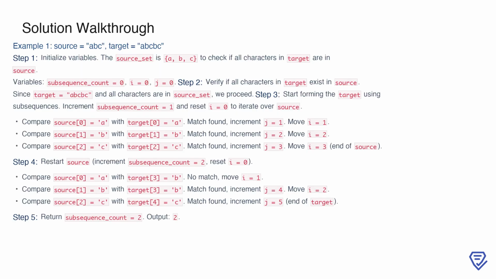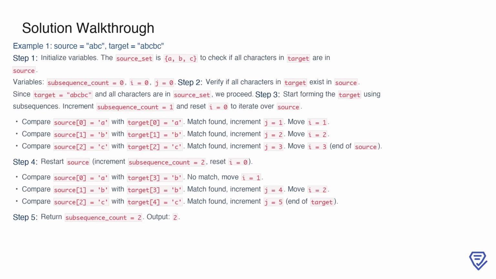To solve this problem, we first initialize a few variables. The source_set is created as a set of all unique characters in the source, which in this case is a, b, c, and this helps us quickly verify if forming the target is even possible. Next, we initialize subsequence_count to 0, representing the number of subsequences used so far, and pointers i and j to 0, which will help us traverse the source and target.